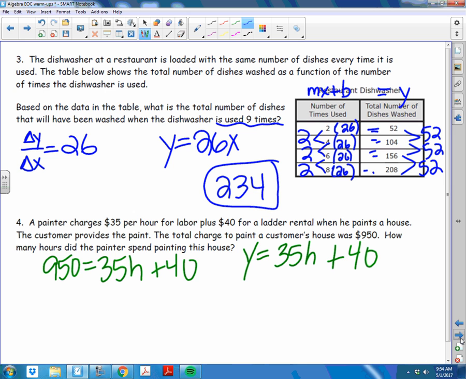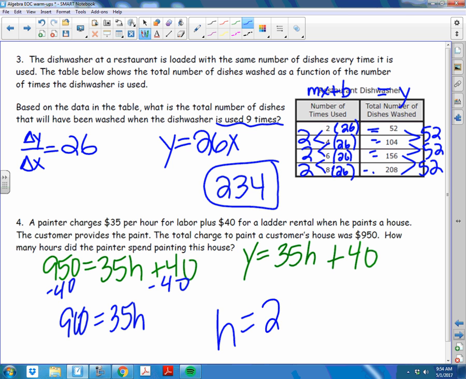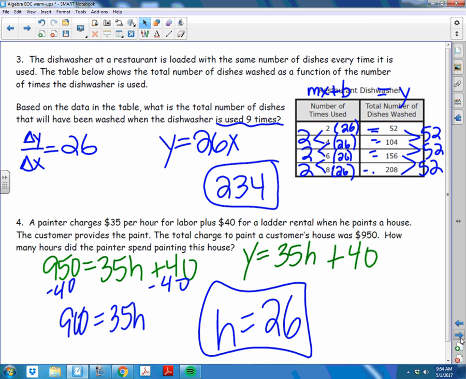Straight algebra, yep. Subtract 40 from both sides. We have 910 equals 35h. That means h equals 26. Whoever said 25, check your math. Okay? Use the calculator. Any questions on this?